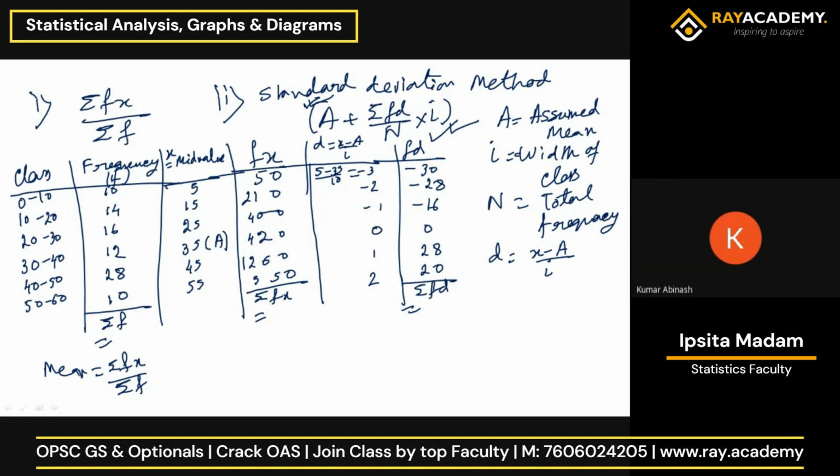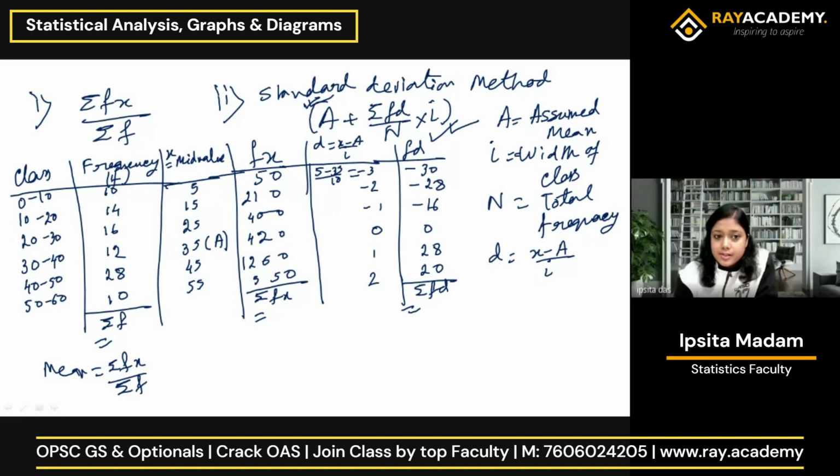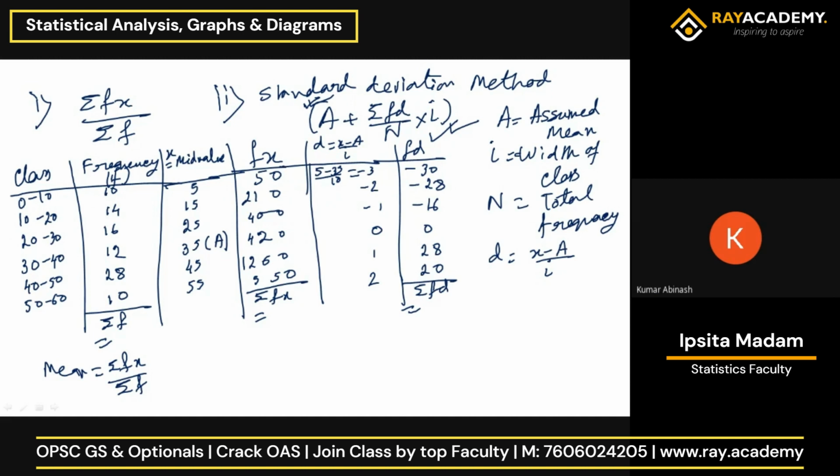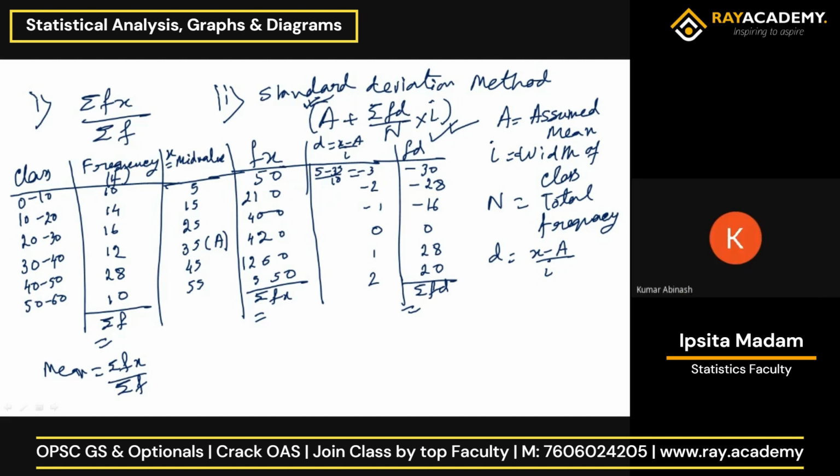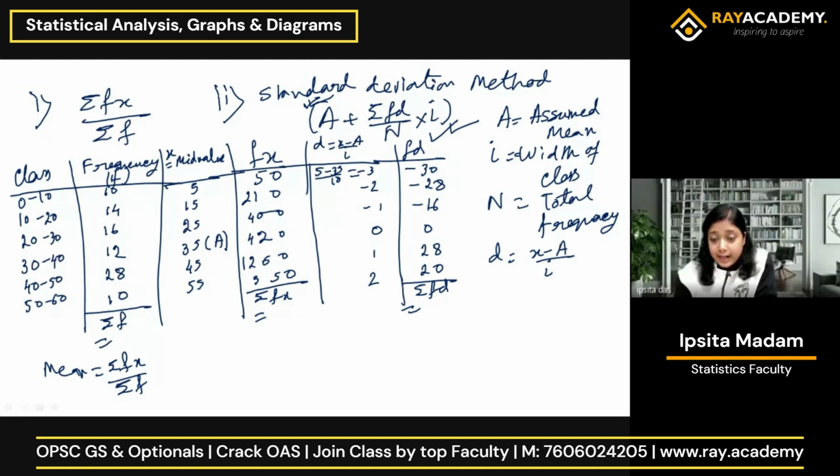Ma'am, I have a doubt. This is a continuous series of classes like 0 to 10, 10 to 20. If in the examination a discrete series is given? First you convert it to continuous classes: lower limit minus 0.5, upper limit plus 0.5. So it is necessary here, obviously. And this time the class size also will change.